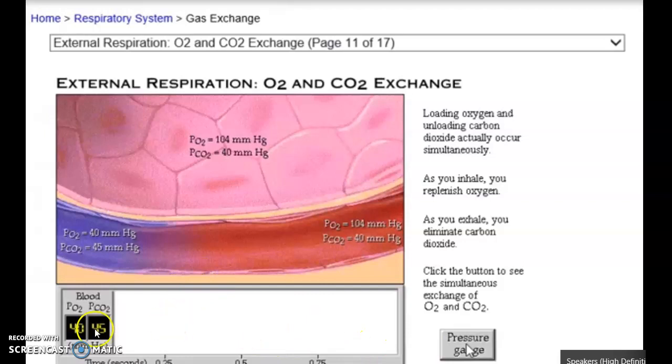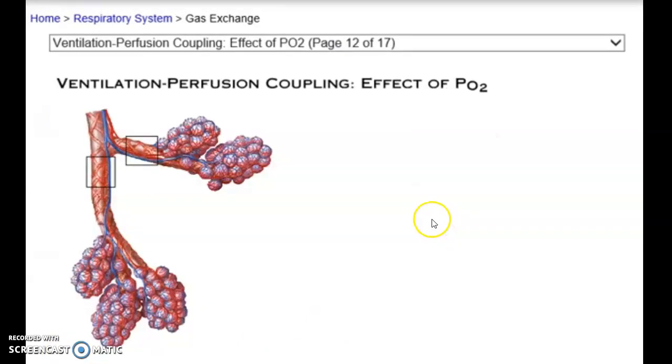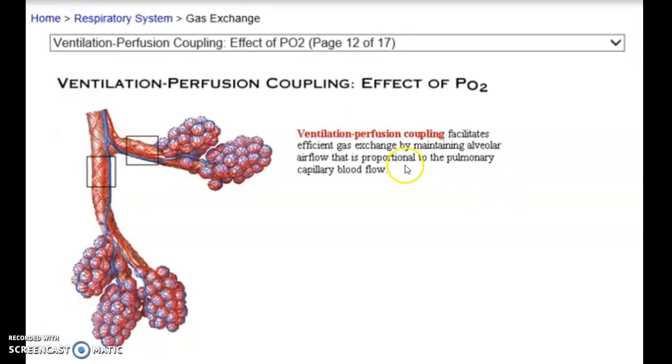Okay, so the next thing we want to look at is a phenomenon called ventilation-perfusion coupling. First, there's actually 4 factors that we have to take into consideration. 2 of the factors are going to be factors dealing with oxygen, and 2 of them are going to be factors dealing with carbon dioxide. But what ventilation-perfusion coupling basically does is facilitate the gas exchange by maintaining alveolar airflow that's proportional to the blood flow.